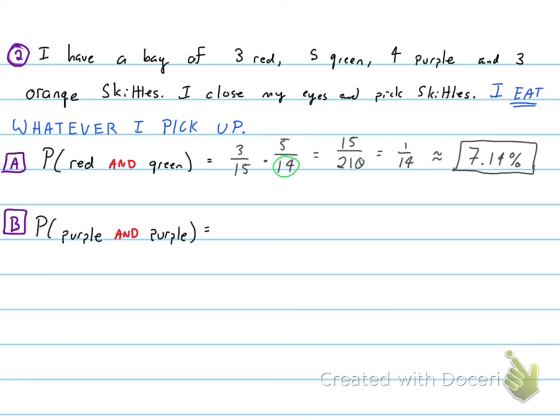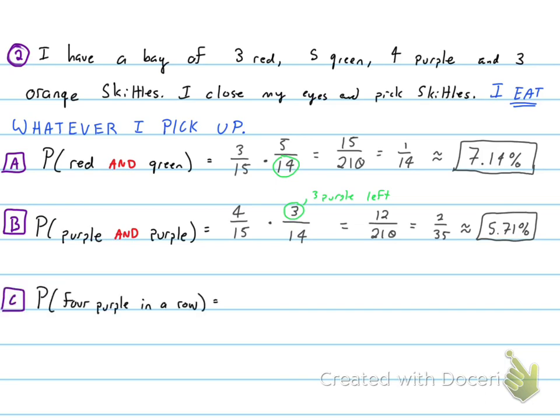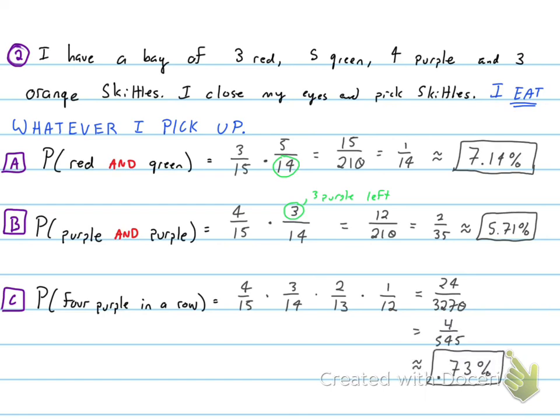Let's look at the probability of purple and purple again. The first probability would be 4 out of 15. Now, there's only 3 purple left out of 14 total. So the numerator and denominator change in that second probability, leaving us with 12 out of 210, 2 out of 35, or 5.71%. Now, lastly, let's look at the probability of 4 purple in a row. It would be 4 out of 15 times 3 out of 14 times 2 out of 13 times 1 out of 12, which would end up being 24 out of 32,760, which would simplify to 0.73%.